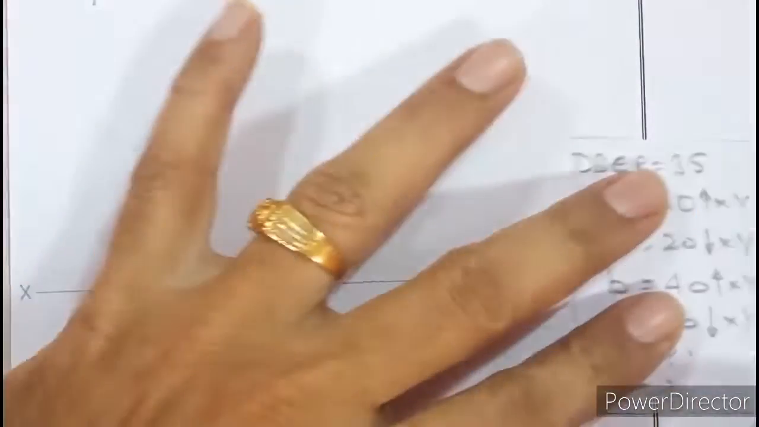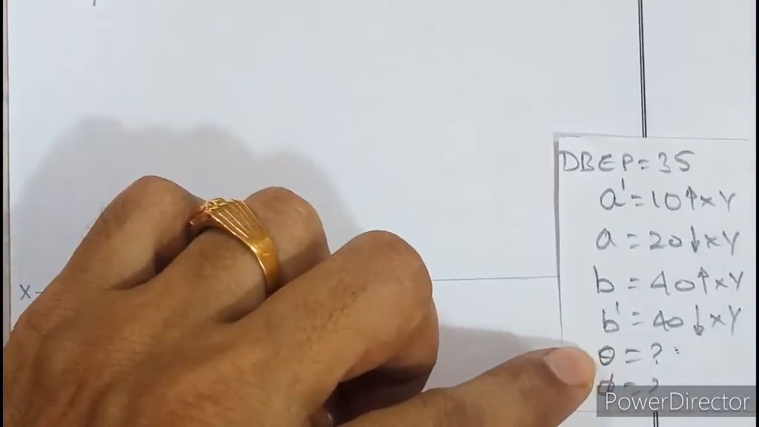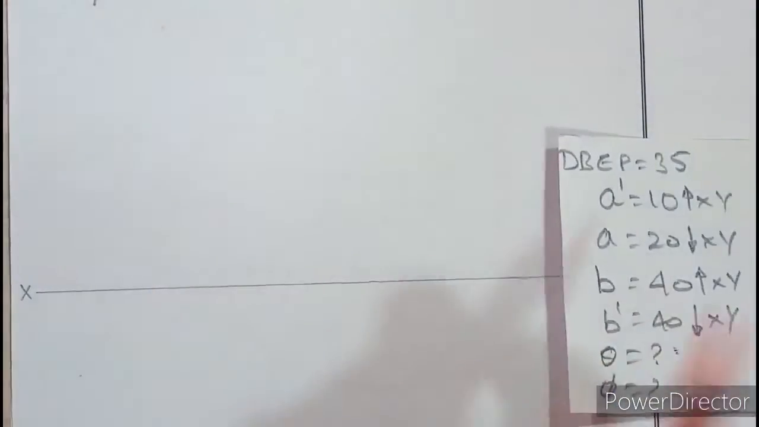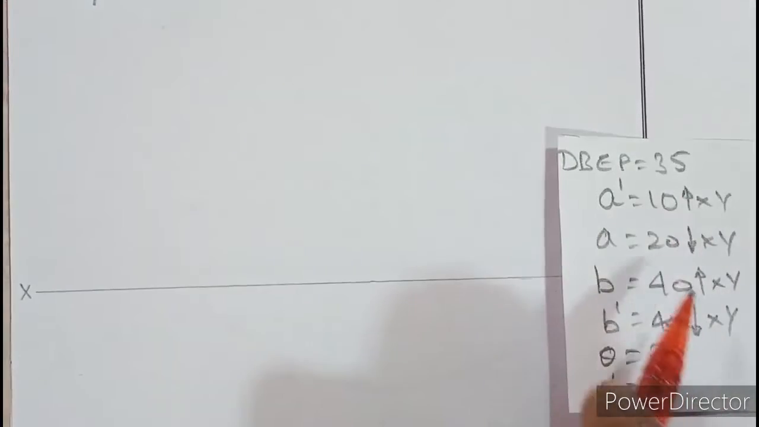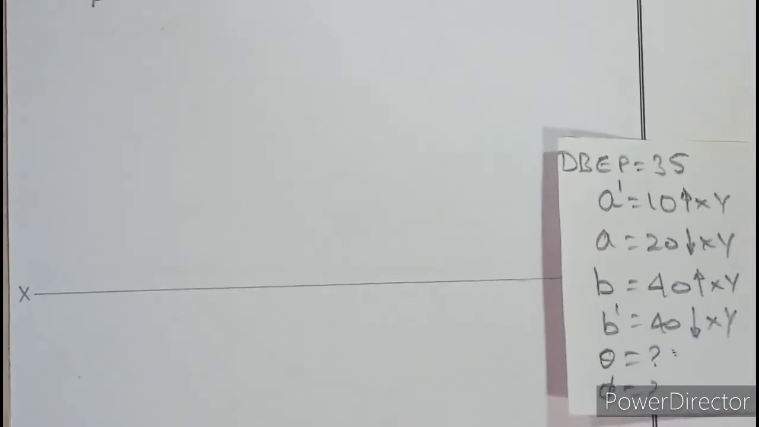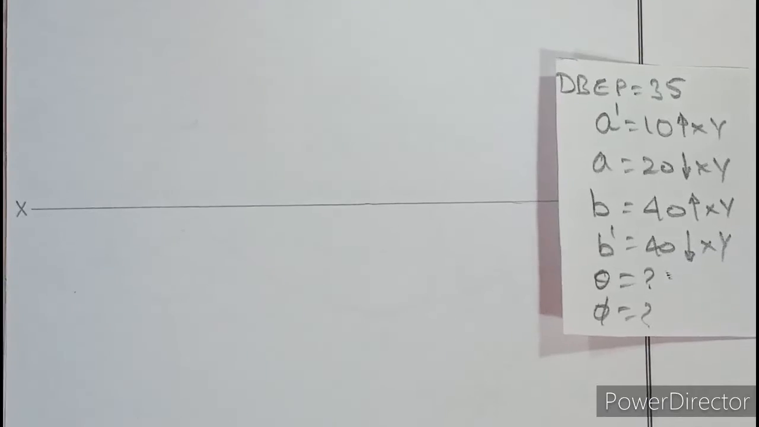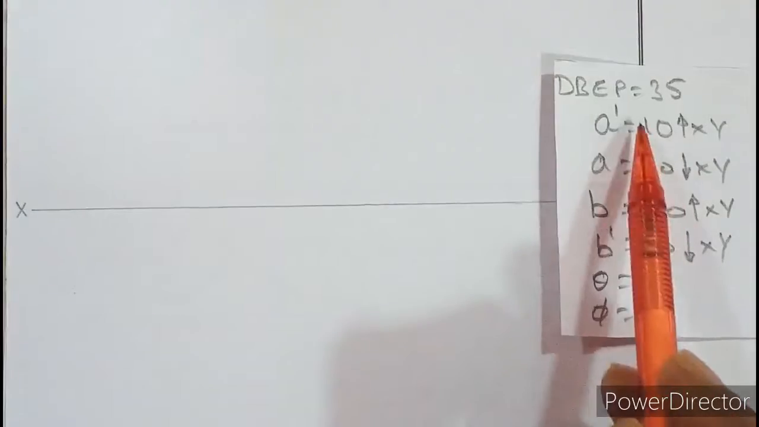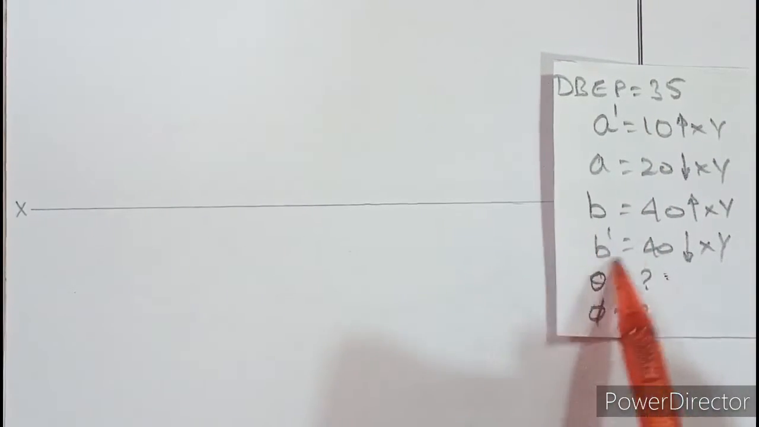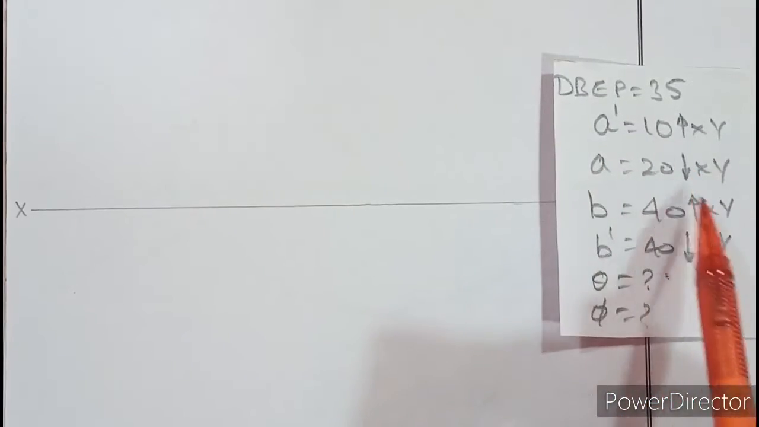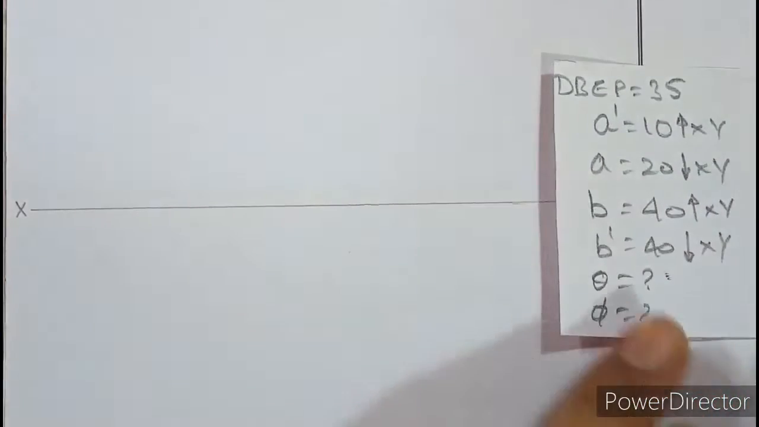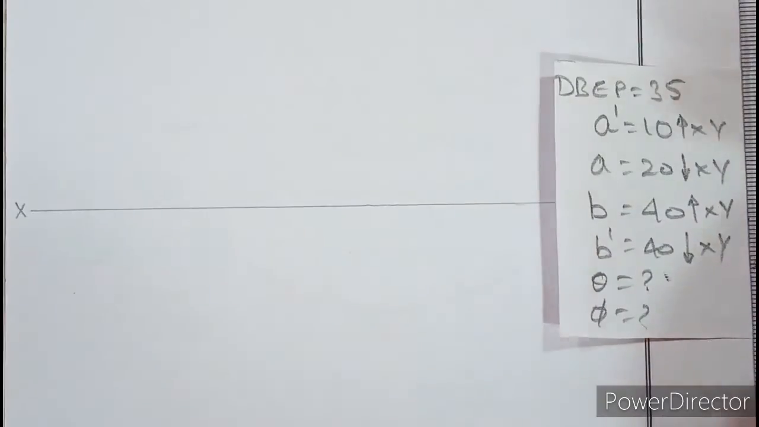Next, proceeding with, we need to mark the position data first. So it's given here that A dash is 10 above XY and A is 20 below. Okay, 10 and 20. So let us consider A as the fixed point and B as the moving point. So fixed point will never have a locus, but moving point will have a locus. So A dash is 10 above and A is 20 below.